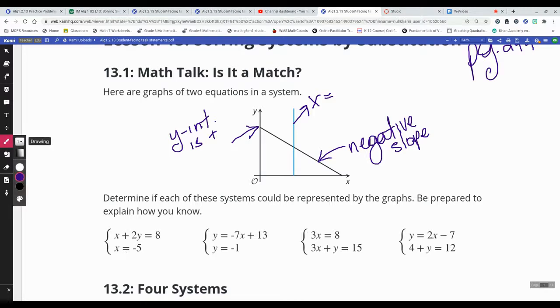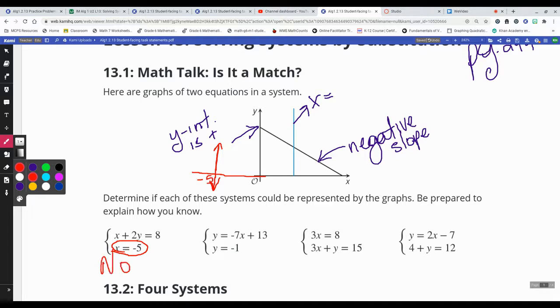When I look at this graph, I notice that it says x is equal to negative 5. So it's a vertical line, that's true, but negative 5 would be to the left of 0, right? So that line would be somewhere here, negative 5. So this is not a possible representation of that graph.